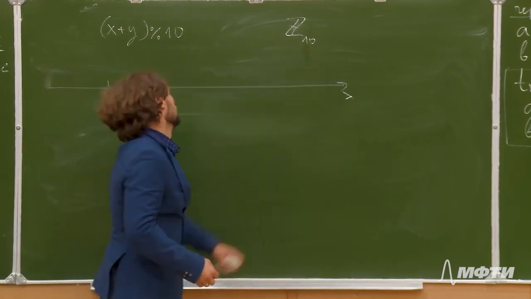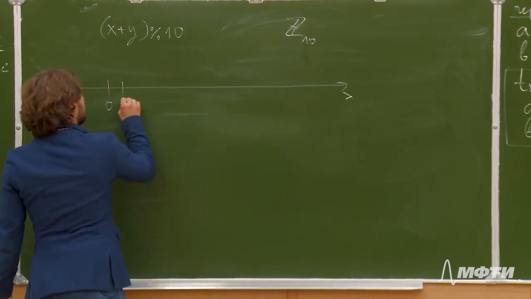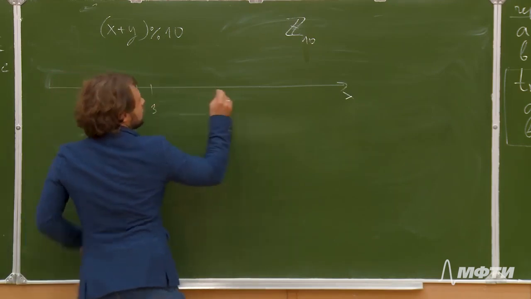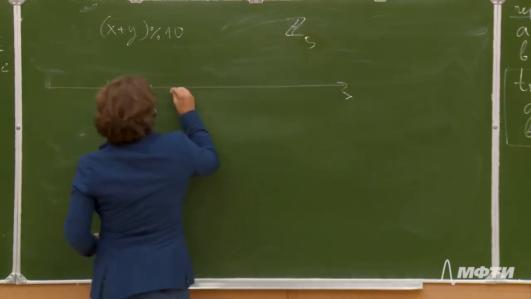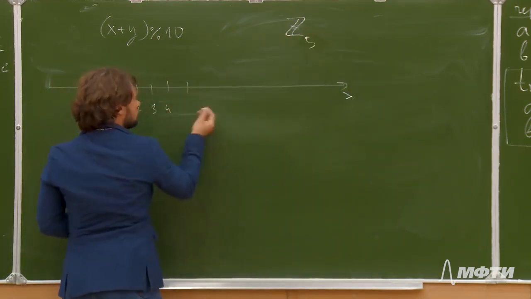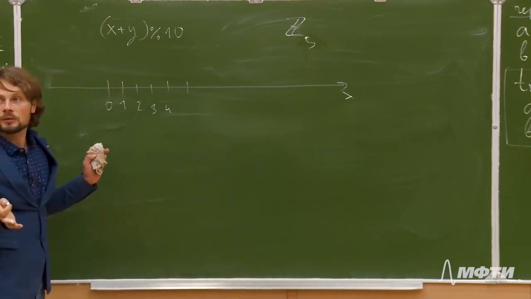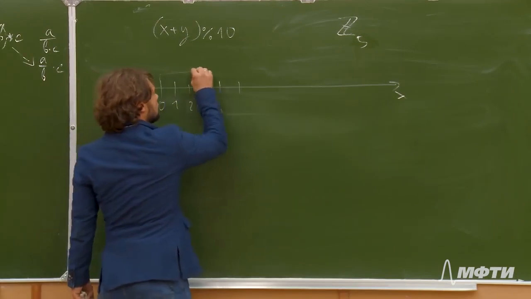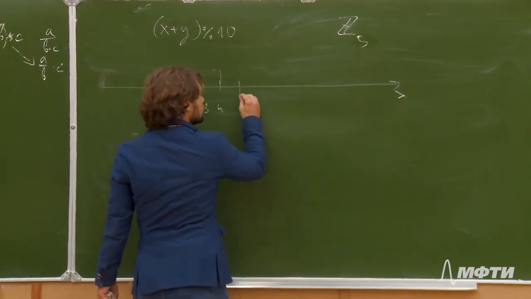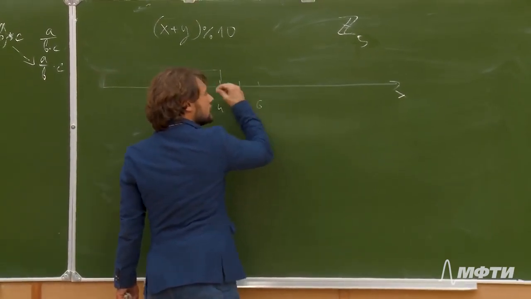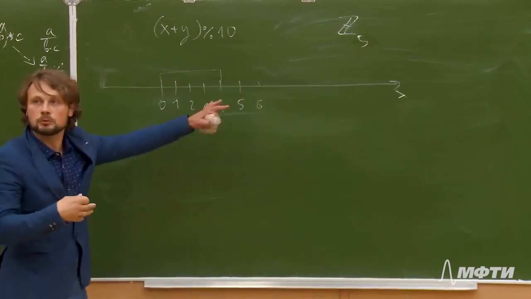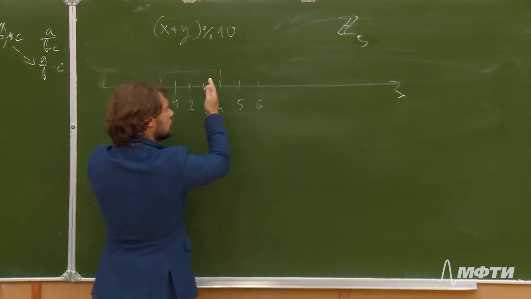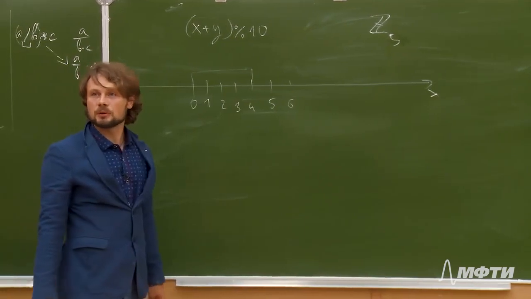Accordingly, I have the numbers 0, 1, 2, 3, 4, 5, 6. Let me make it smaller, not 10, 5. Yes, that's all. There can't be any more remainders, right? That is, this is acceptable. And what are all the others doing? If the result of the operation gets out somewhere there, then we transfer it here by parallel transfer.